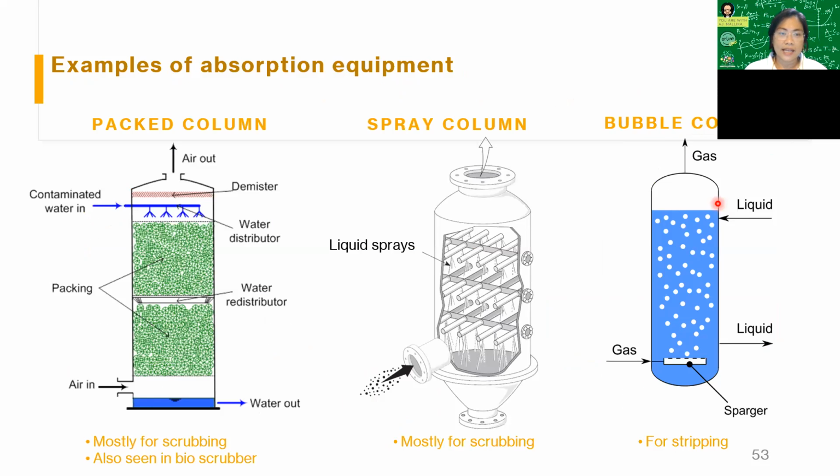Okay, and these are the examples of the absorption equipment. Absorption can normally be done in three forms. Notice that all of these three settings are column type. It takes less space and it increases the area of contact. Since anything with mass transfer, you need a lot of surface area, you need a lot of contact time for things to happen.